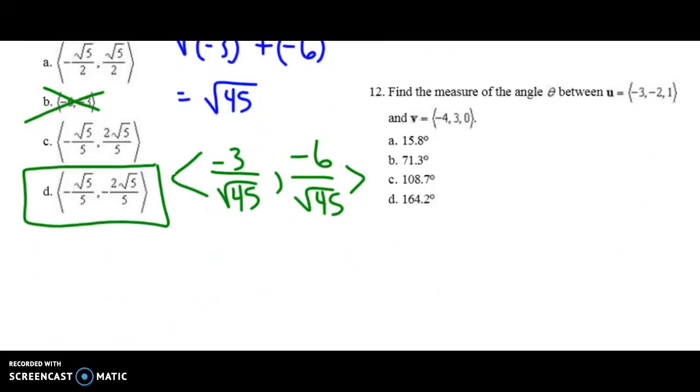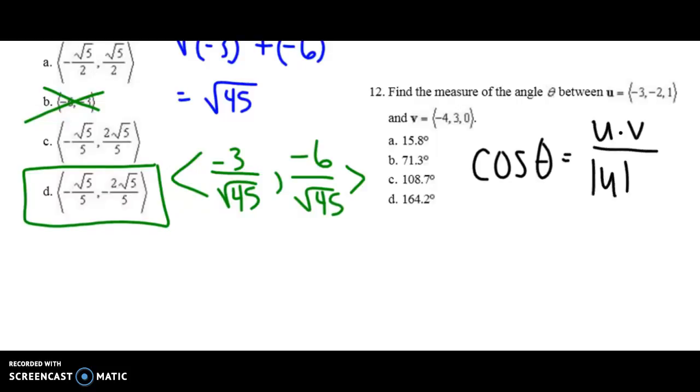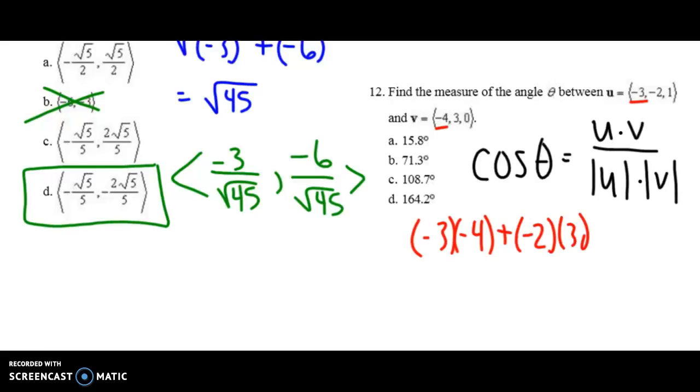Number 12, find the measure of the angle between U and V. So remember, our formula would be cosine of theta is the dot product between U and V all over the magnitude of U times the magnitude of V. So first we need to find the dot product. And so that again was -3 times -4 plus -2 times 3 plus 0 times 1. So -3 times -4 would be 12 plus -6, which would be 6.